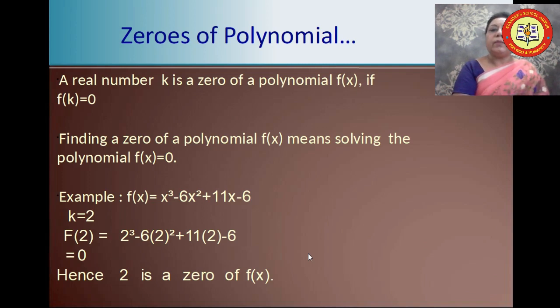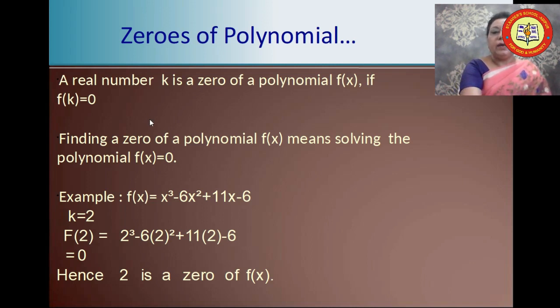Now what do you mean by zeros of polynomial? For any value of x, when you substitute that particular value in a given polynomial p(x), and on simplifying, if you get the value 0, then that particular value of x is known as the zero of the polynomial.